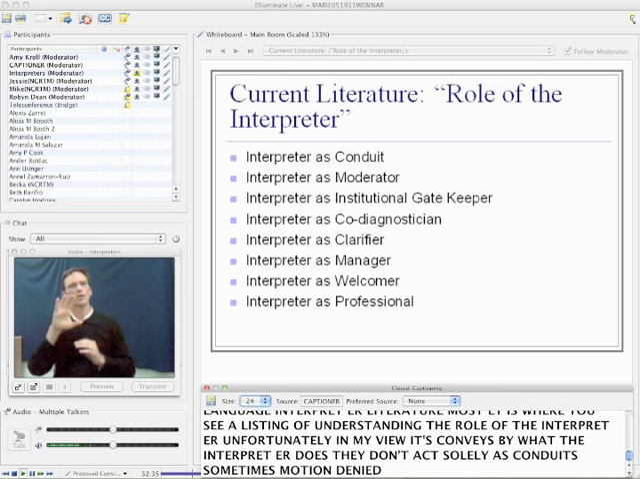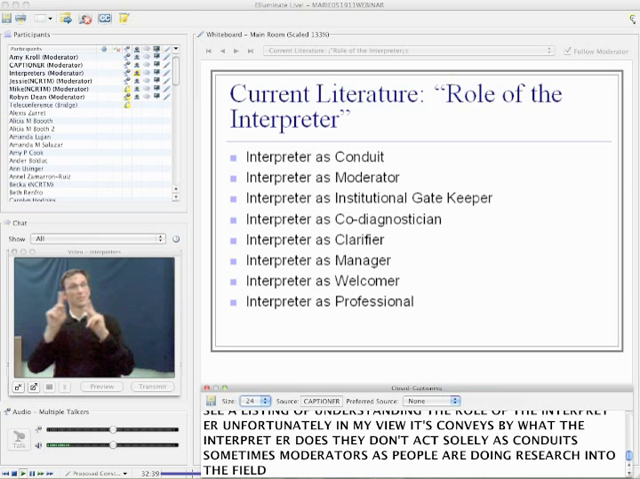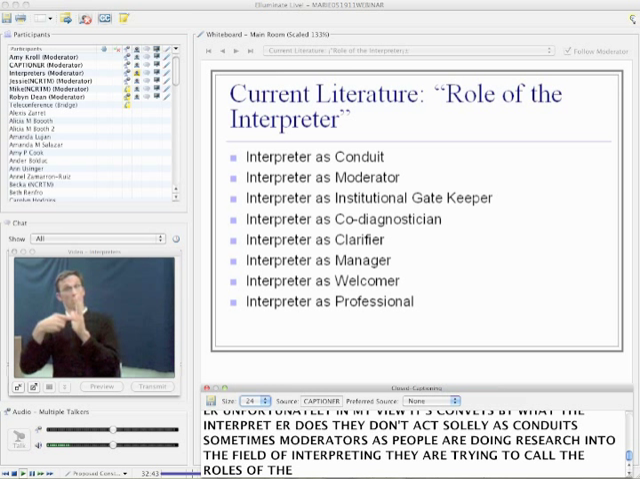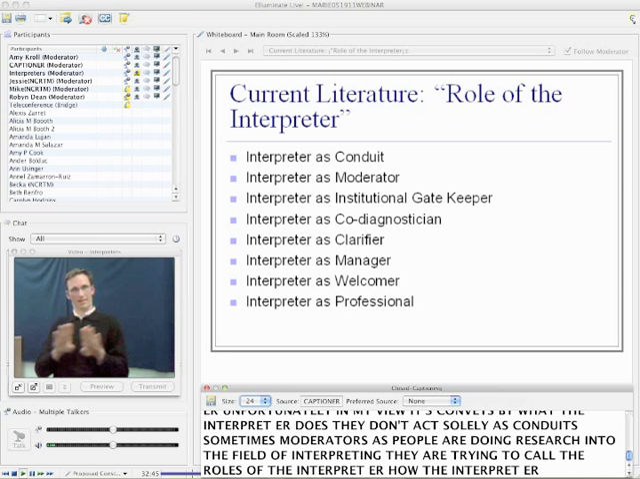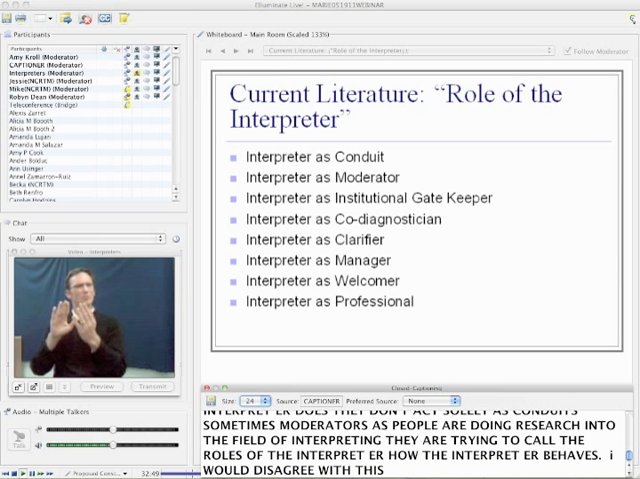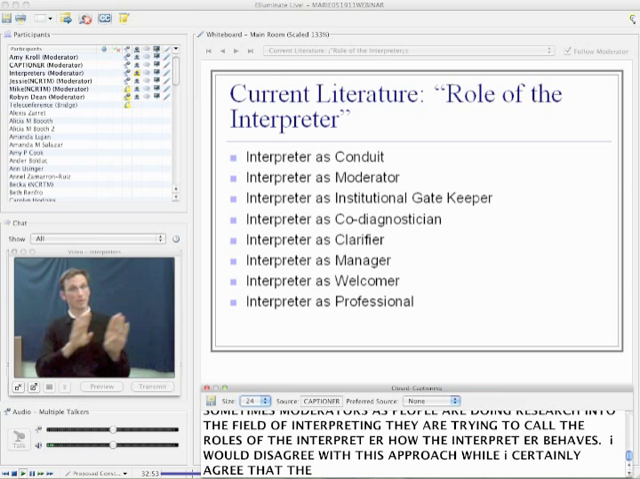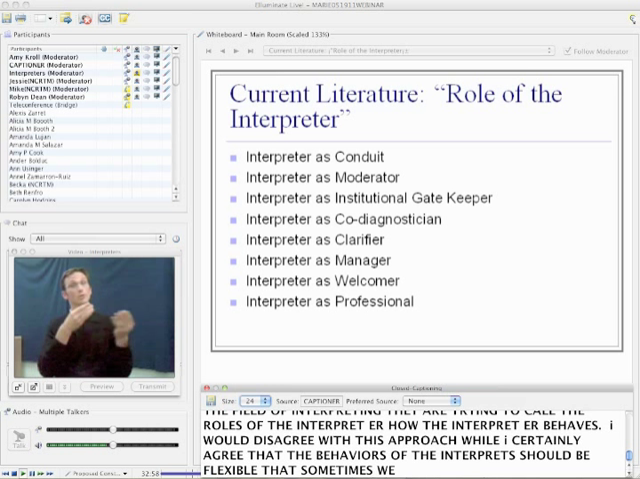As people are doing research into the field of interpreting, they're trying to call the roles of the interpreter how the interpreter behaves. I would disagree with this approach. While I certainly agree that the behaviors of the interpreter should be flexible, that sometimes we might break out of that conduit role, we might be more of a clarifier or a moderator, I certainly don't think this is the best way to convey that.